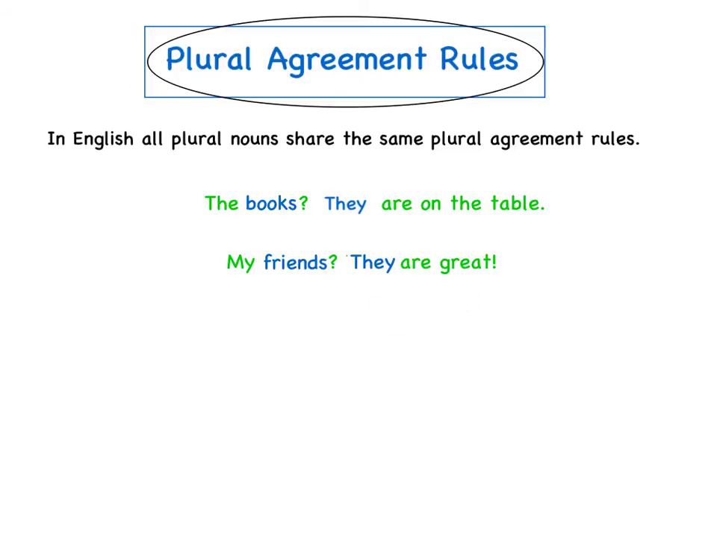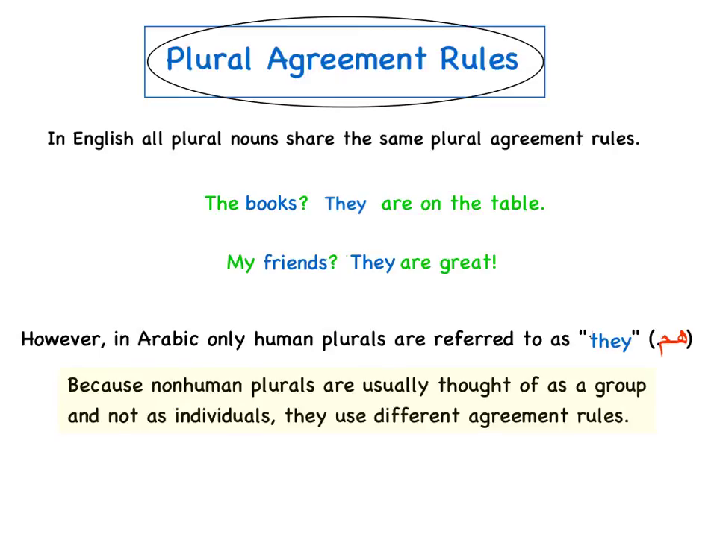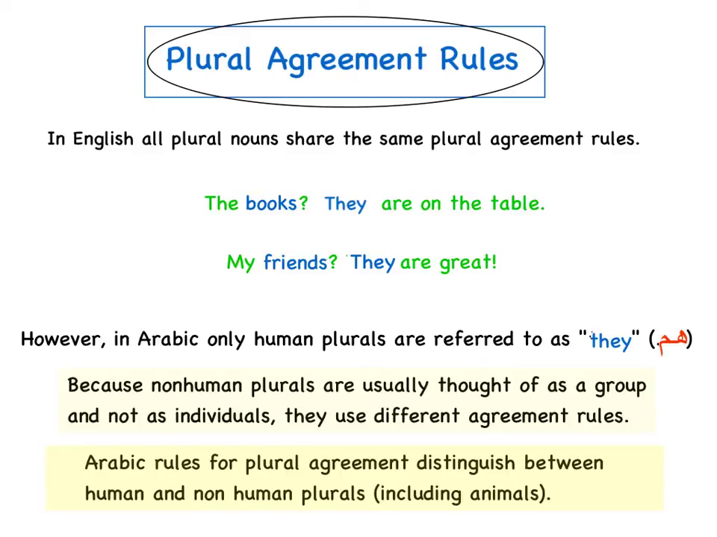My friends refers to a human entity, and they is used to refer to a human entity, just like it's used to refer to non-human entities such as books. However, in Arabic, only human plurals are referred to as they, hum. Because non-human plurals are usually thought of as a group and not as individuals, they use different agreement rules. Arabic rules for plural agreement distinguish between human and non-human plurals, including animals.